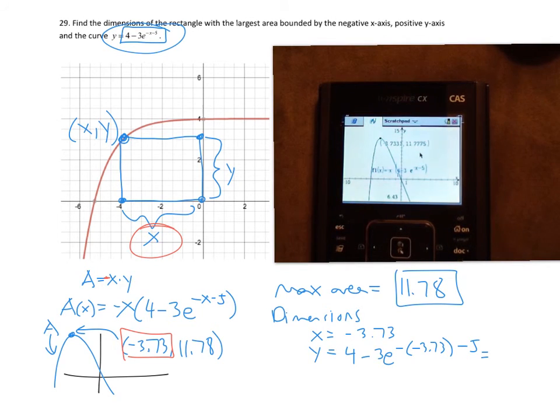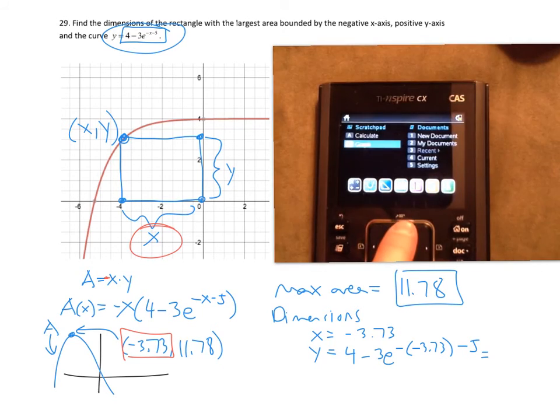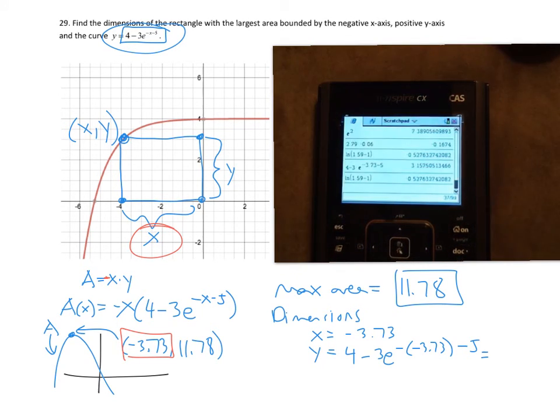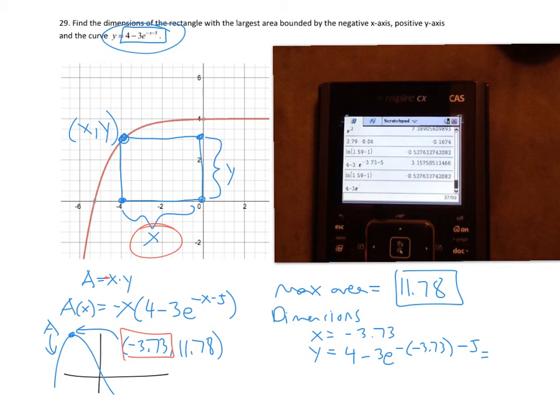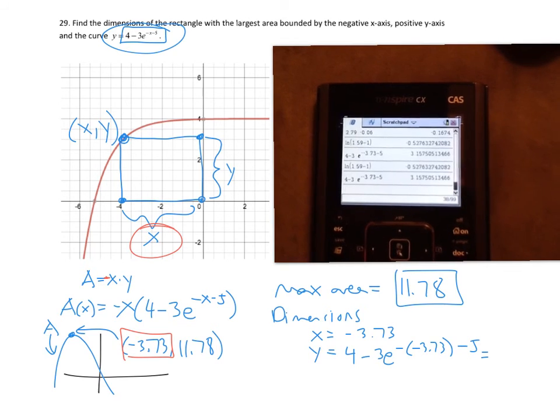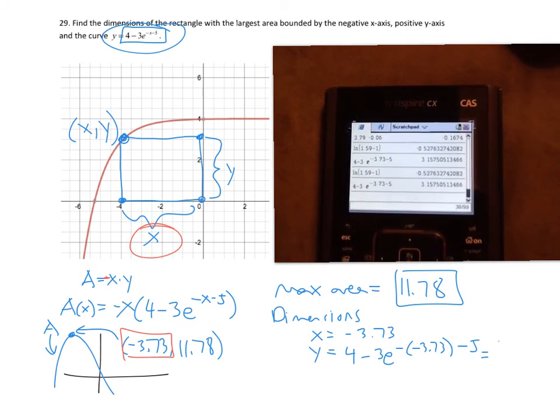So we go to the calculate window. 4 minus 3e to the, now there's a negative sign and then a parenthesis. I'm plugging in my negative x value, negative 3.73, and then I subtract 5, still in the exponent. Enter, and we get about 3.16.